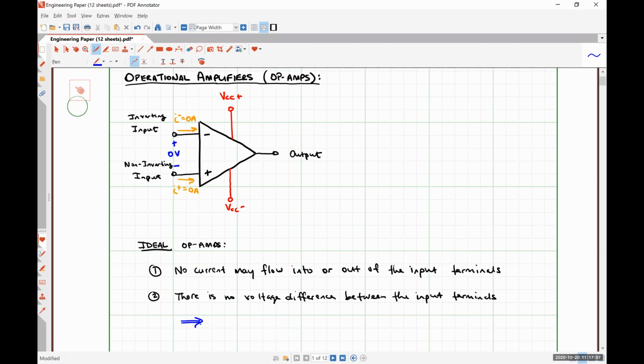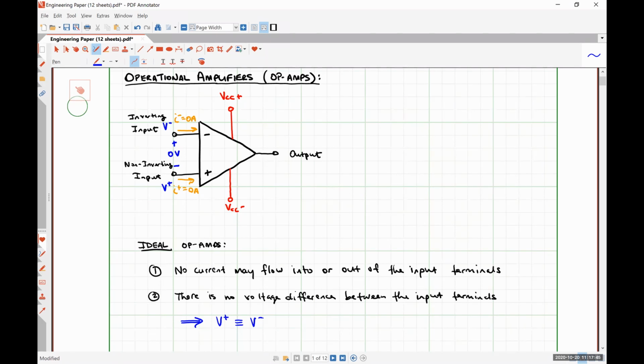Now, a happy side effect of op-amp rule number 2 is that if there's no potential difference between these guys, then if we call the voltage present with respect to ground at the non-inverting input terminal V plus, and the voltage present with respect to ground at the inverting input terminal V minus, the fact that there is no voltage difference between the input terminals means that V plus must be exactly equal to V minus. And this is going to come up an awful lot in our analysis of operational amplifier circuits.